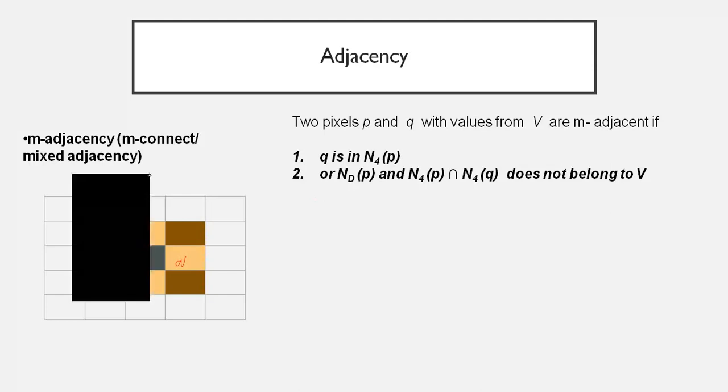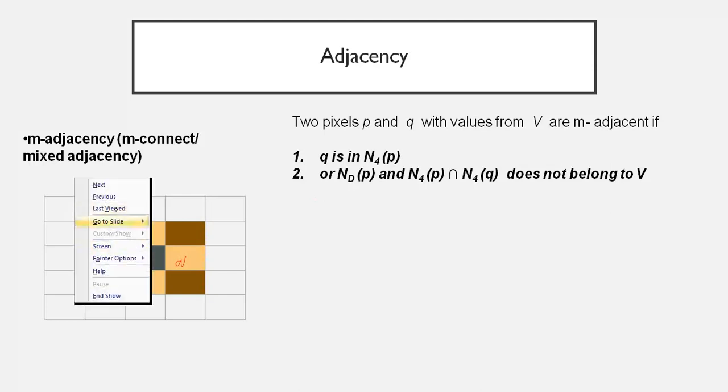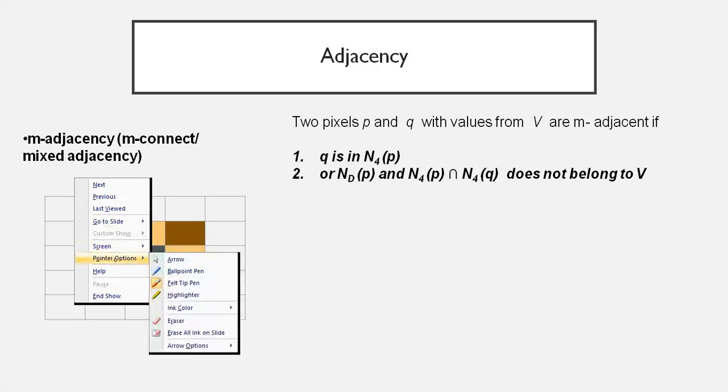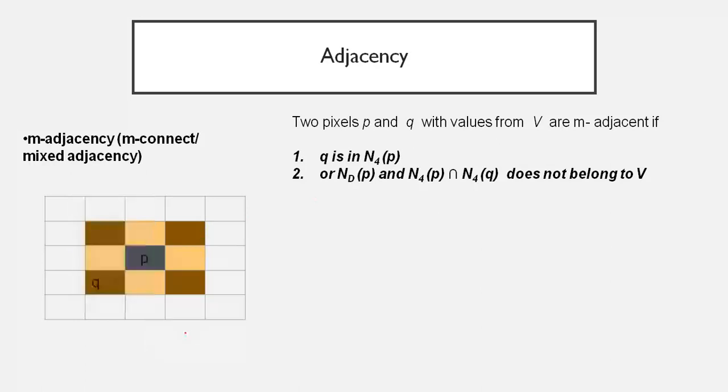Now, what is the second condition? Let me erase whatever is annotated here so we don't get confused. The second condition is, for example, if Q is a diagonal neighbor of P, and the values of P and Q both belong to V. But can we still straight away connect them? No, we can't, because there is a condition here that the 4 neighbors of P intersection the 4 neighbors of Q should not belong to V.